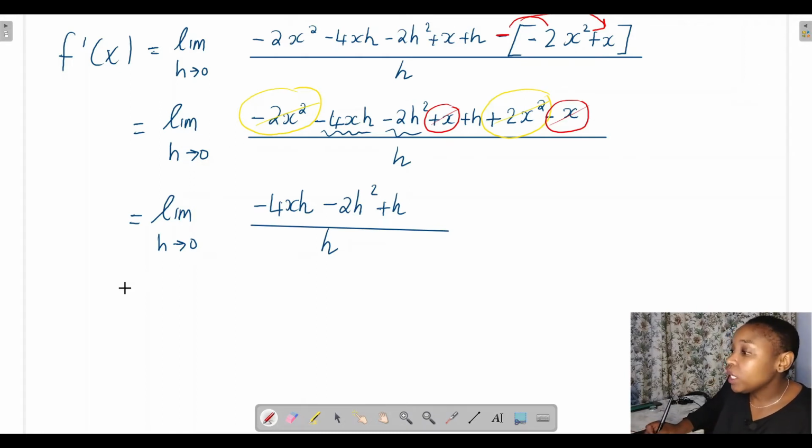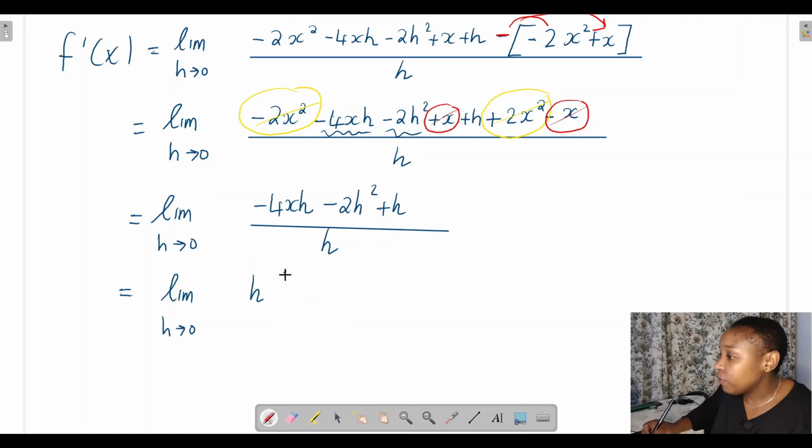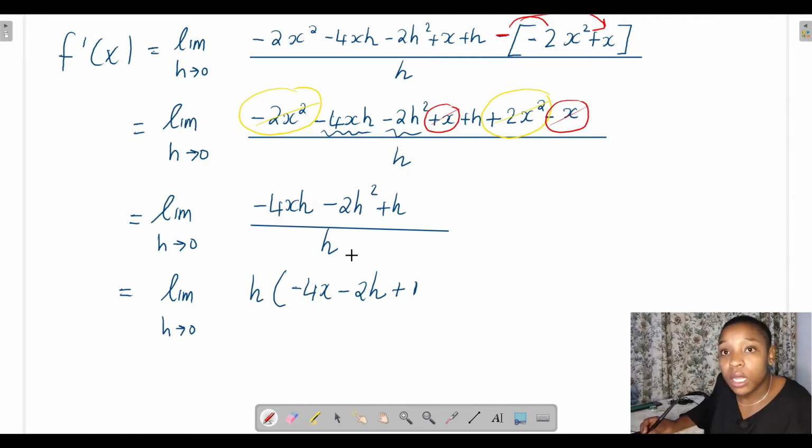And then what do we need to do? We see that we've got a common factor of h. So it's going to be the limit as h approaches 0, right? We're going to take out an h. If you take out an h, what are you left with? Minus 4x minus 2h. Okay? Because when you multiply that h with that, you still need to get back to the negative 2h squared, plus 1, right? Because if you multiply that h with that 1, you still need to get your positive h, right? All over h.